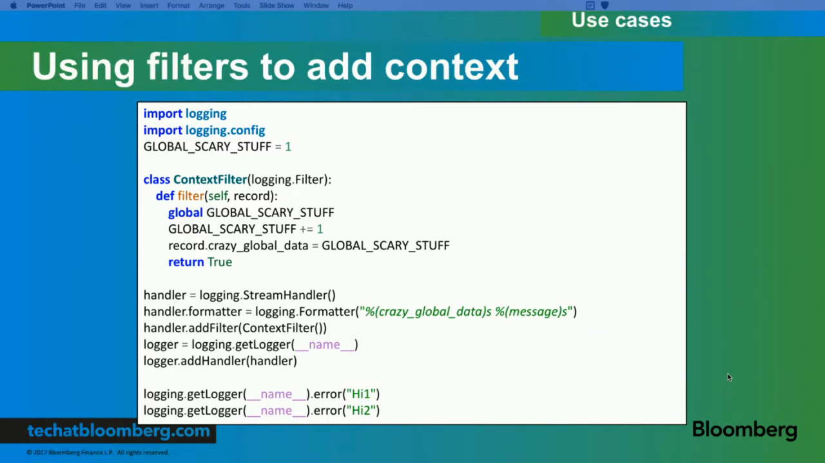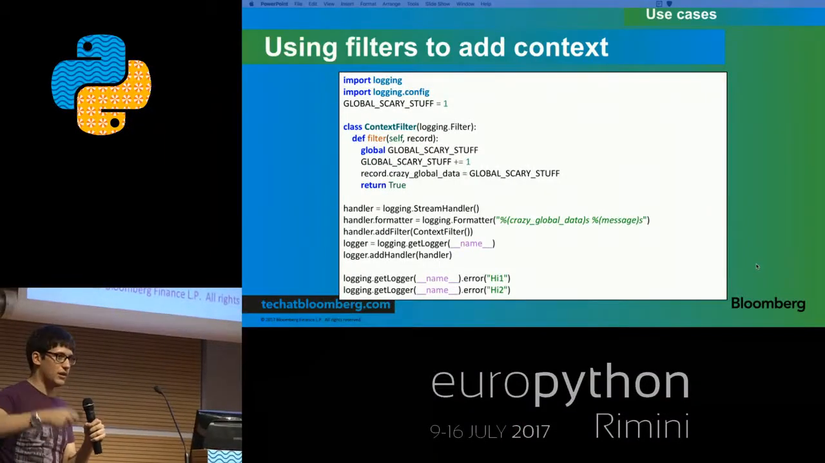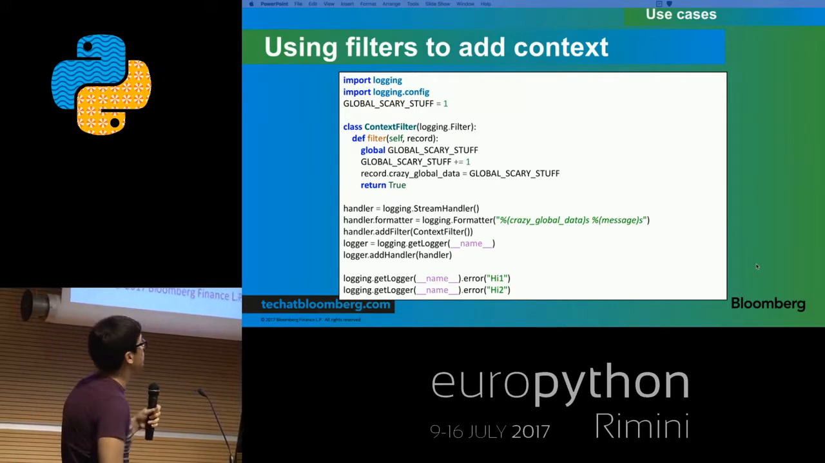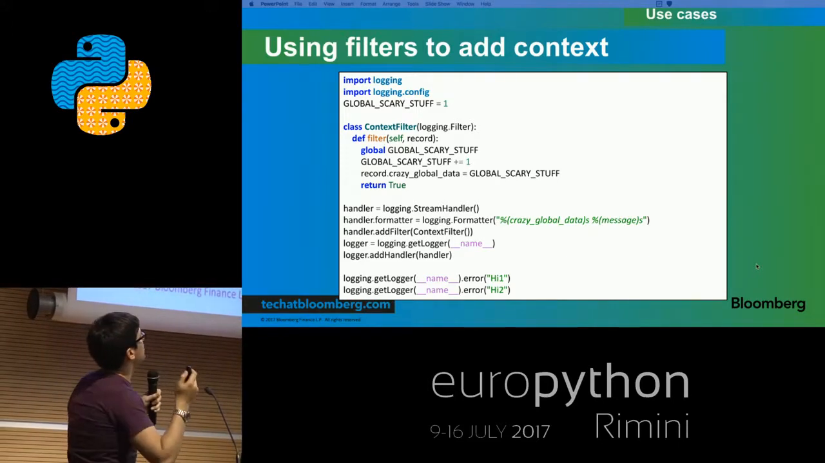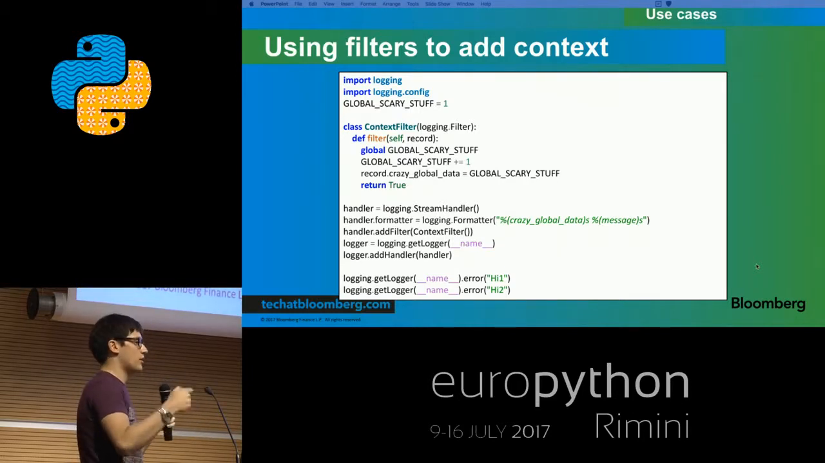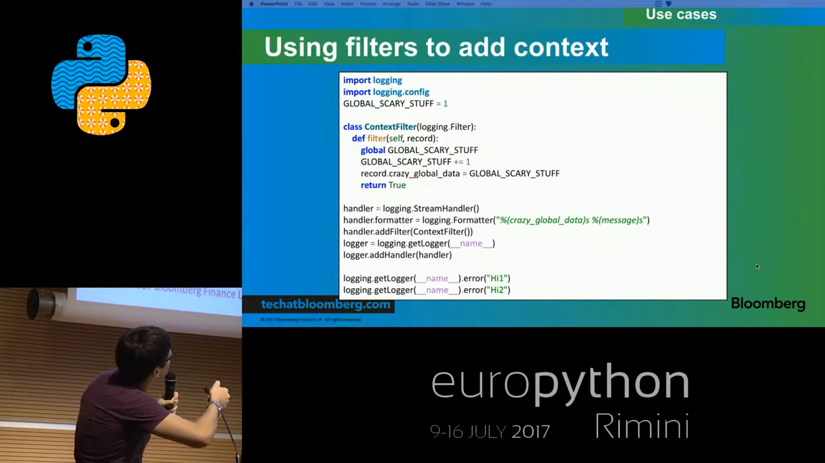Using filters to add context. If you are over Python 3.2, there is now a factory method you can configure to capture all the calls whenever a log record is created, and you can add some extra contextual information. If you are before 3.2, a convention is you can overuse the filters to add information. So what is this doing? This is using a nice global scary stuff that is going to be passed to all the logs, because we saw how the filters can be added to both loggers and handlers. And you can enrich it with something and then put it in your formatter.